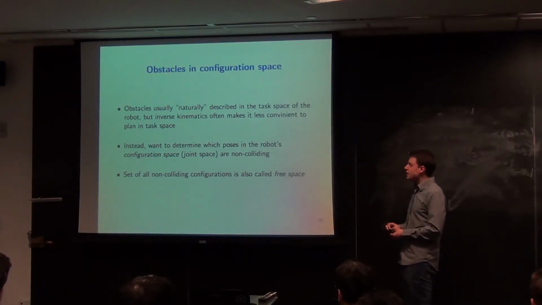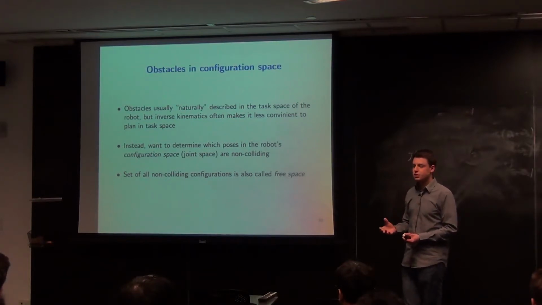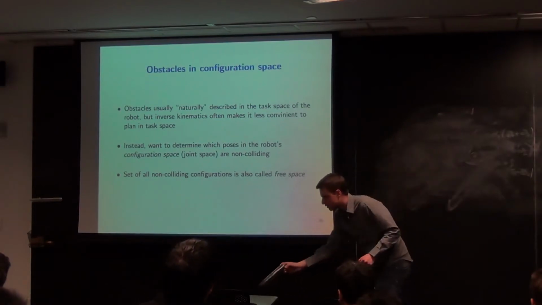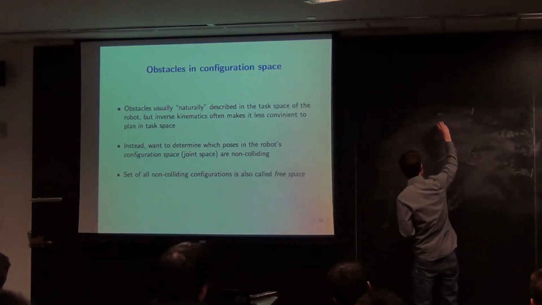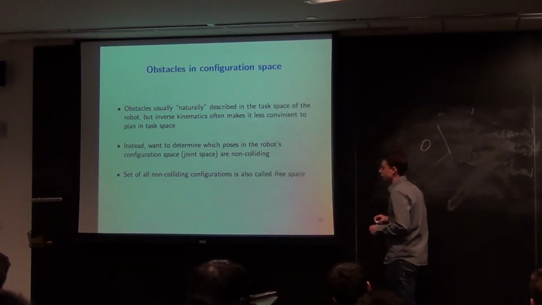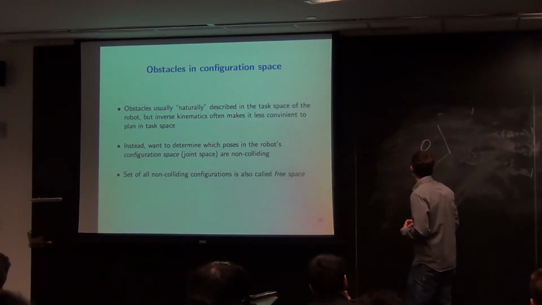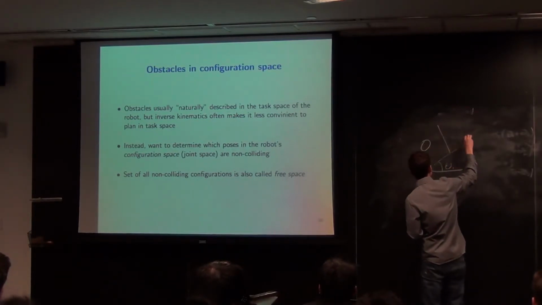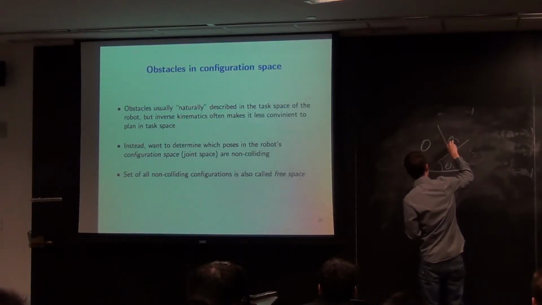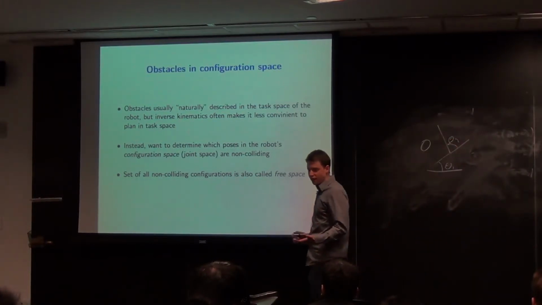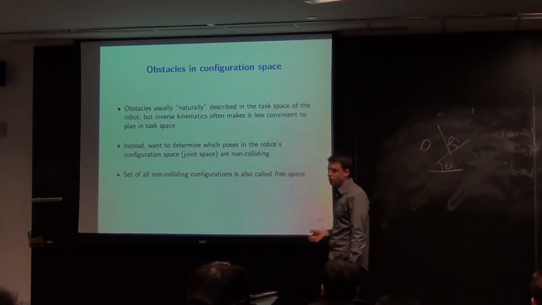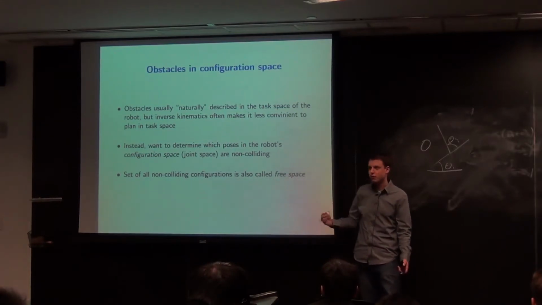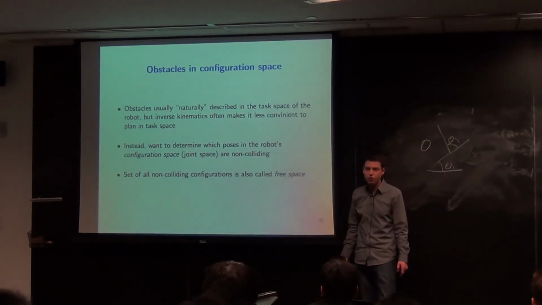So what we need to do instead is figure out what poses are possible. If you have a situation like this, where you have a 2-link manipulator and an obstacle here, we can ask the question, what states of this system collide with that obstacle and which ones don't? The ones that are not colliding with the obstacle are called the robot's free space. Sometimes called the free configuration space, but free space is just the more common term.